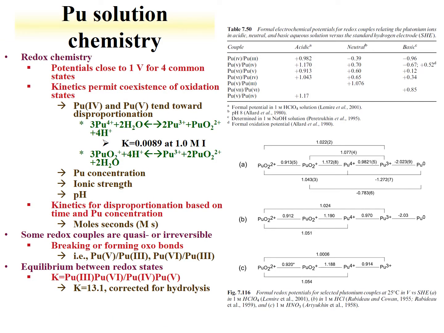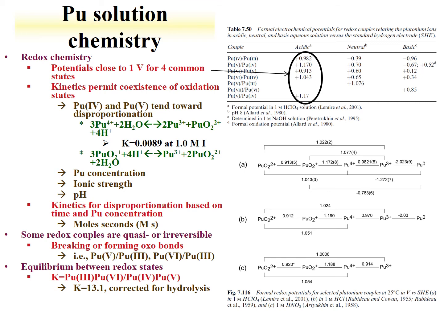One of the more interesting aspects of plutonium solution chemistry is the number of redox states that can be in solution at the same time. The oxidation potentials are close. They're all about a volt for the 4 common oxidation states. So these are shown here, plutonium 3, 4, 5, and 6. In the acidic system, you see the potential is all about a volt. This permits coexistence of oxidation states.